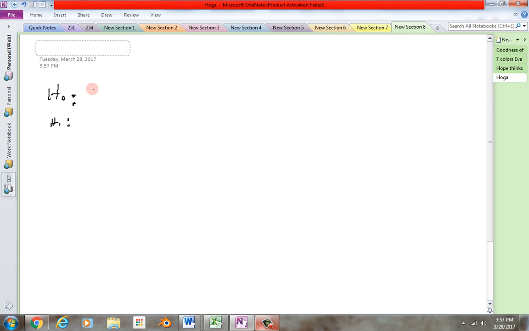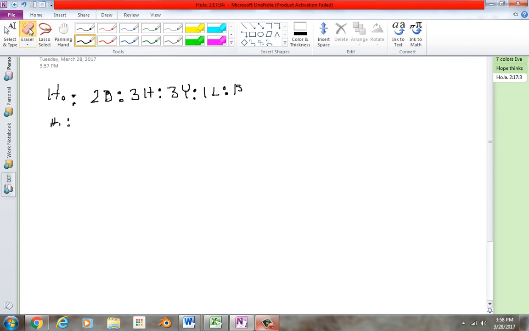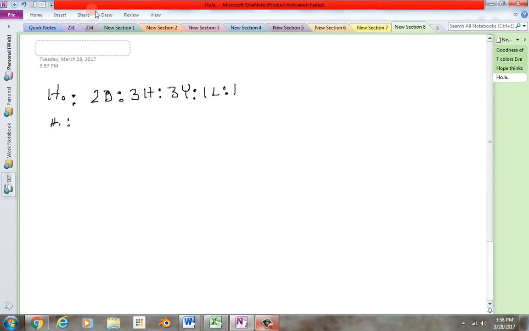Someone's got a huge hog herd or something. I don't know. And he thinks that he has 2 parts Duroc to 3 parts Hampshire to 3 parts Yorkshire to 1 part Landrace to 1 part Spotted. Now you're like, I don't even know what that means, Jay. It's not important. These are just different pig types, that's all.